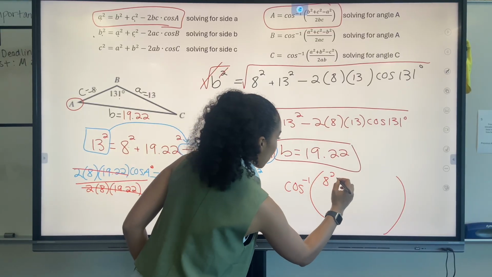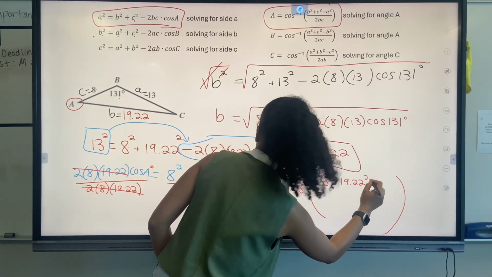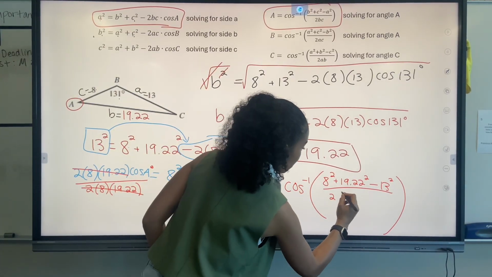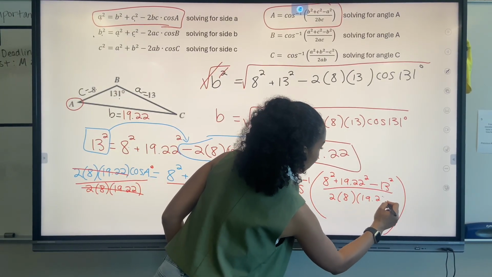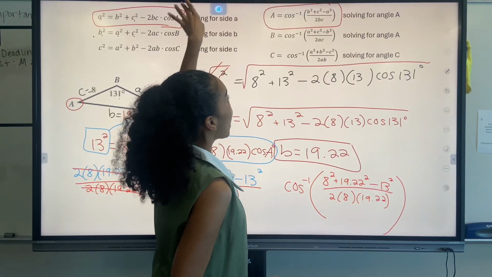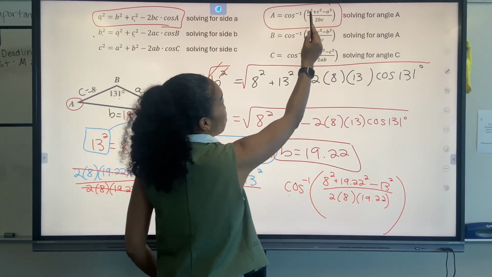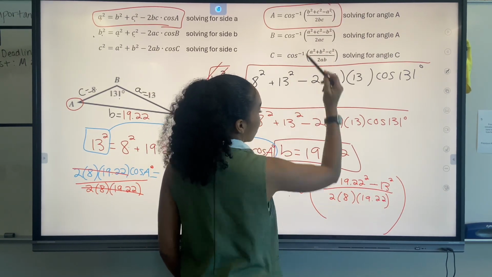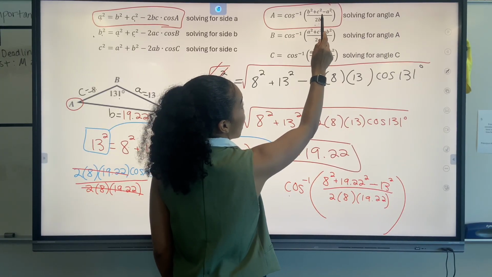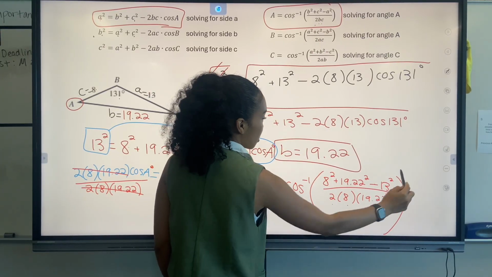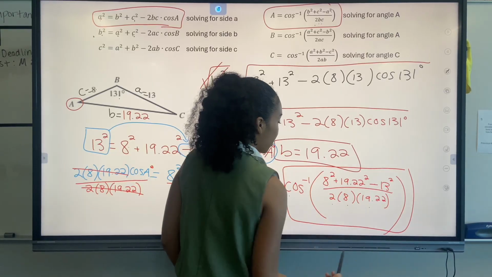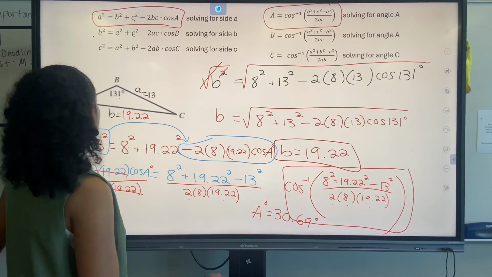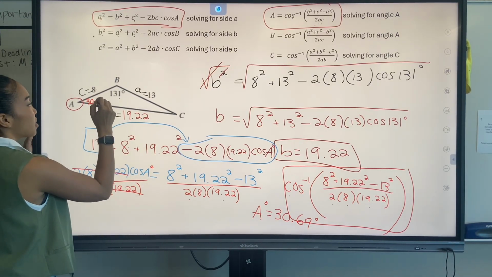So that's 8 squared plus 19.22 squared minus 13 squared over 2 times 8 times 19.22. And if you look at the formula we were given, that's exactly what we have. You have cosine inverse, you have b squared plus c squared minus a squared divided by 2 times b times c. So you just type this into the calculator and you'll get angle A. So angle A is 30.69 degrees.